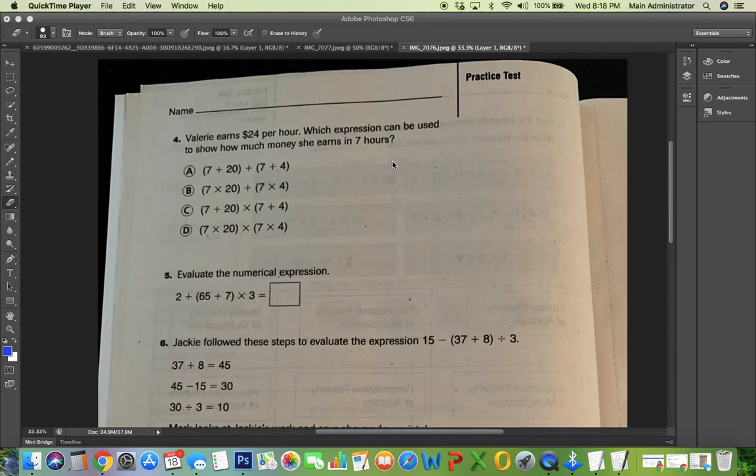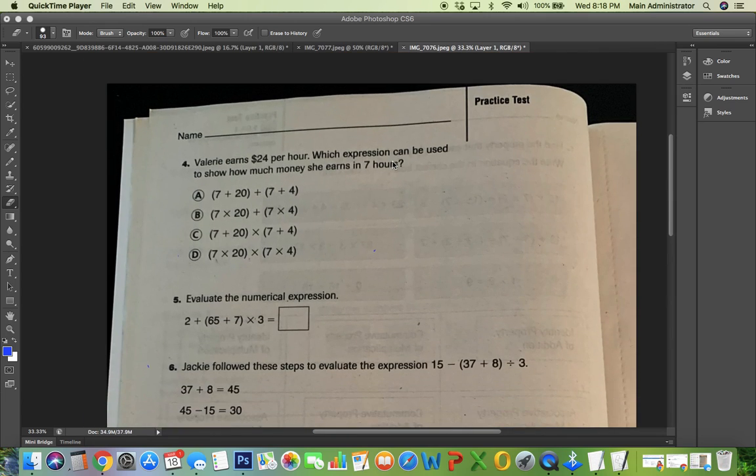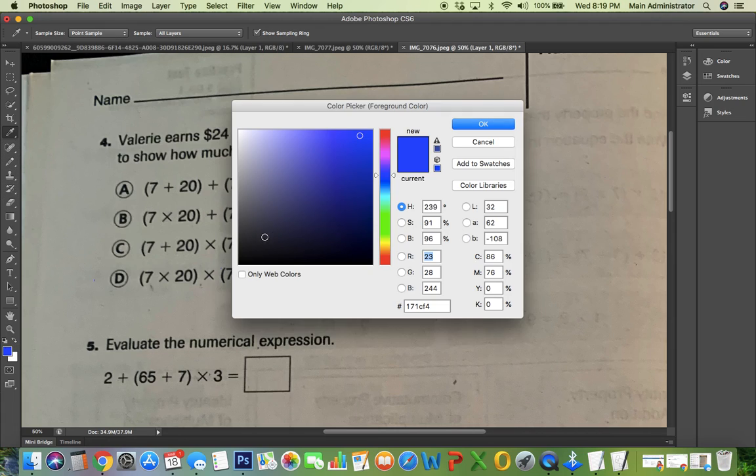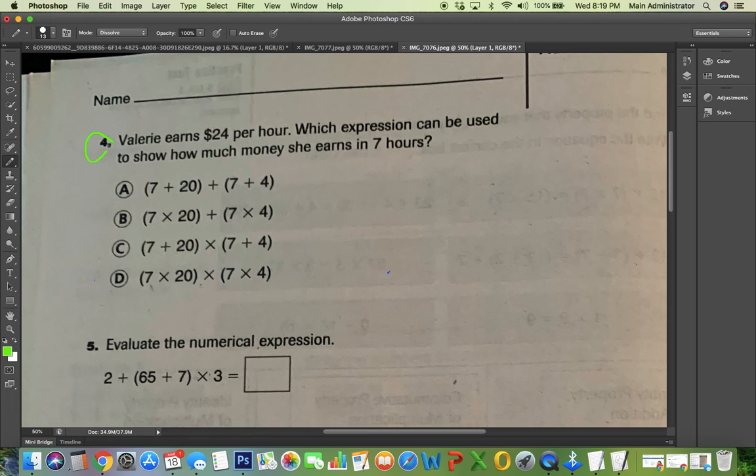on SB2. Oopsie. I'm going to start with number 4. Get my pencil. All right, let's switch it up. Let's do some green. All right, here we go.